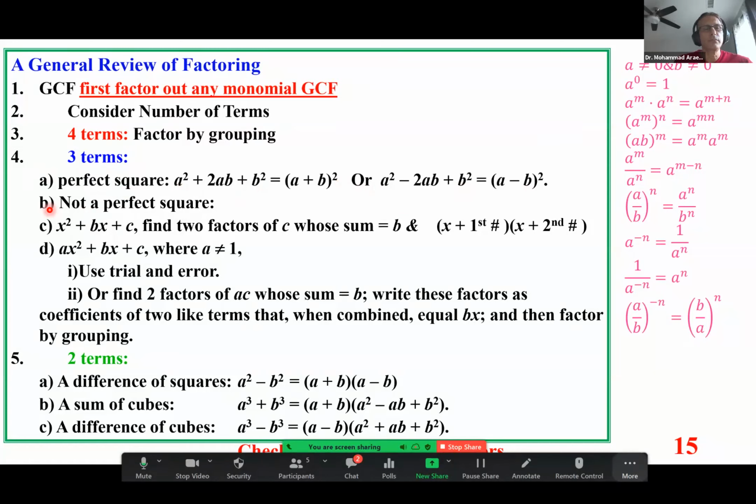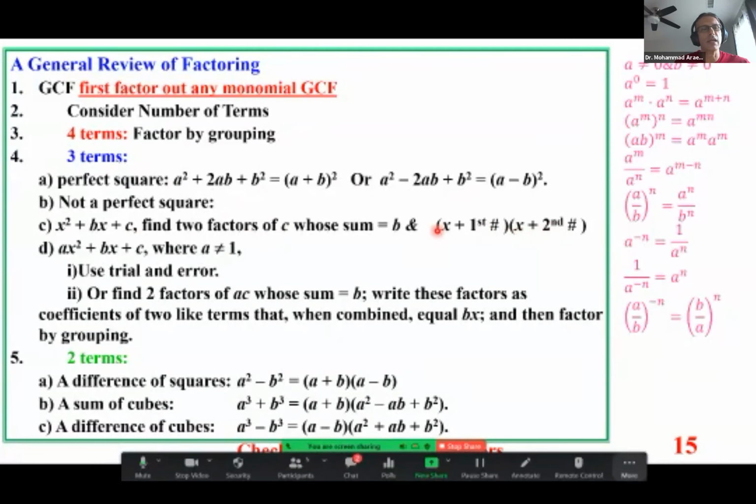Or not a perfect square, in which case we either have a equals 1, so we get x squared plus bx plus c. So we want 2 factors of c. That means we want 2 numbers, the product is c and the sum is b. We write it in this format, x plus the first number times x plus the second number.